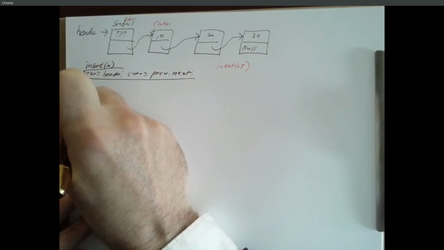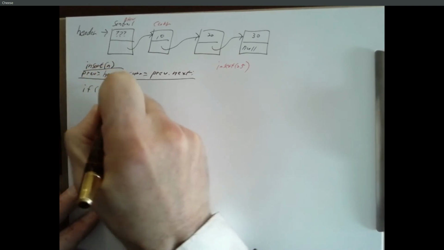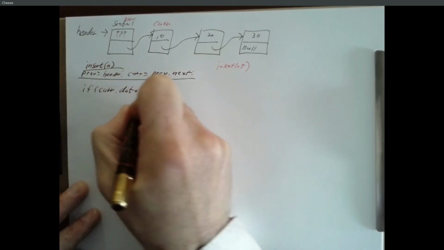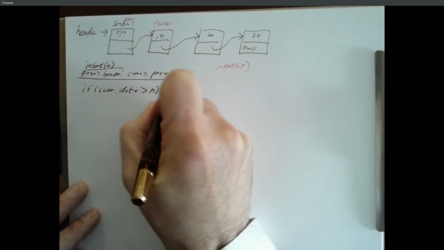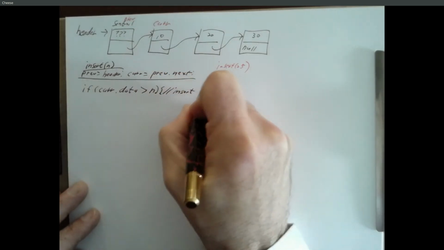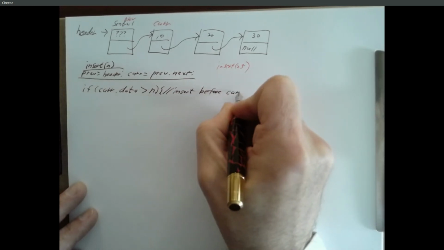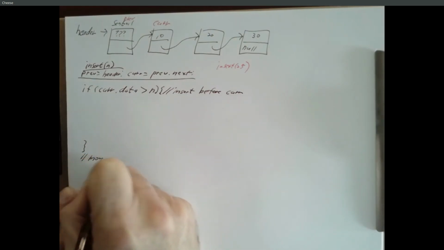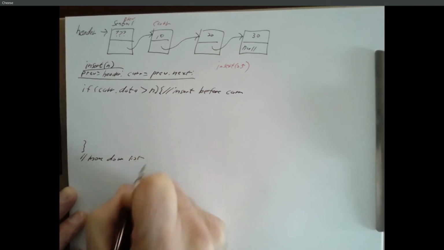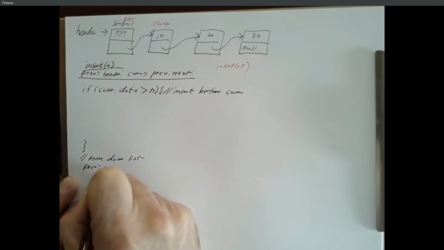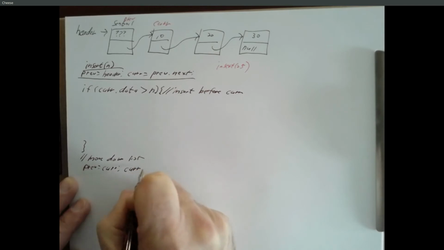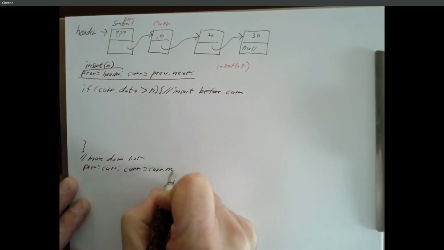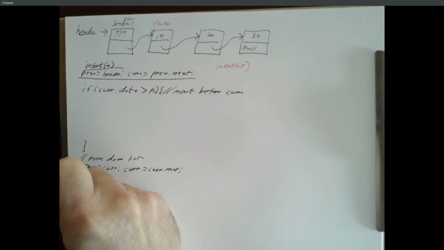And then we want to say if current dot data is bigger than n, insert before current. Otherwise, move down the list. So previous equals current, current equals current dot next, same thing we did before. And loop back up.